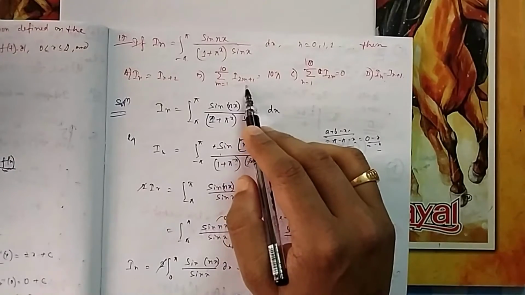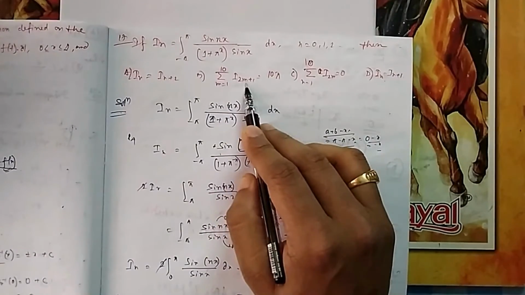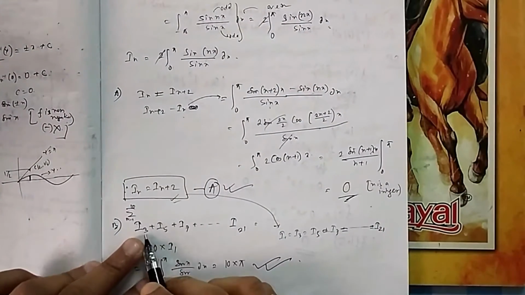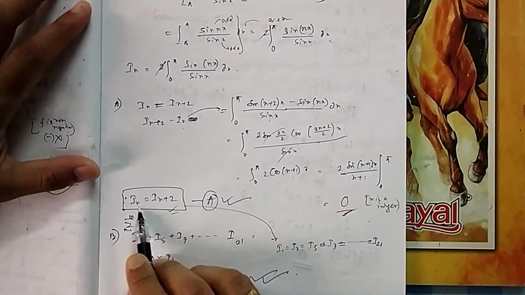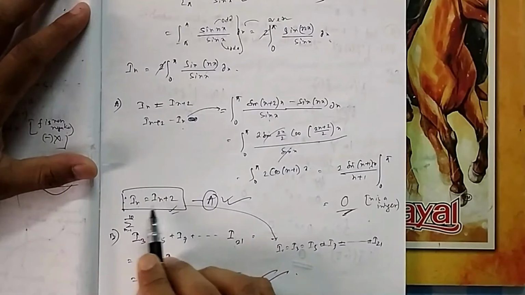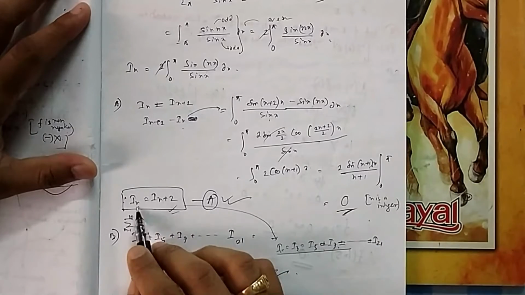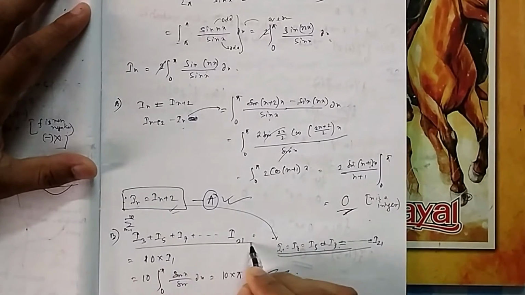Next, if you come to option B, all odd: 2m plus 1 is odd. So if you put m equal to 1, then it is 3, 5, 7. That means for m equal to 1 to 10, it is I3 plus I7, up to I20. Now from here, what is I1? I1 is I3. What is I3? It is I5. So all odd powers are equal: I1, I3, I5, I7. Similarly I2, I4 are all equal. So this is all equal to I1.